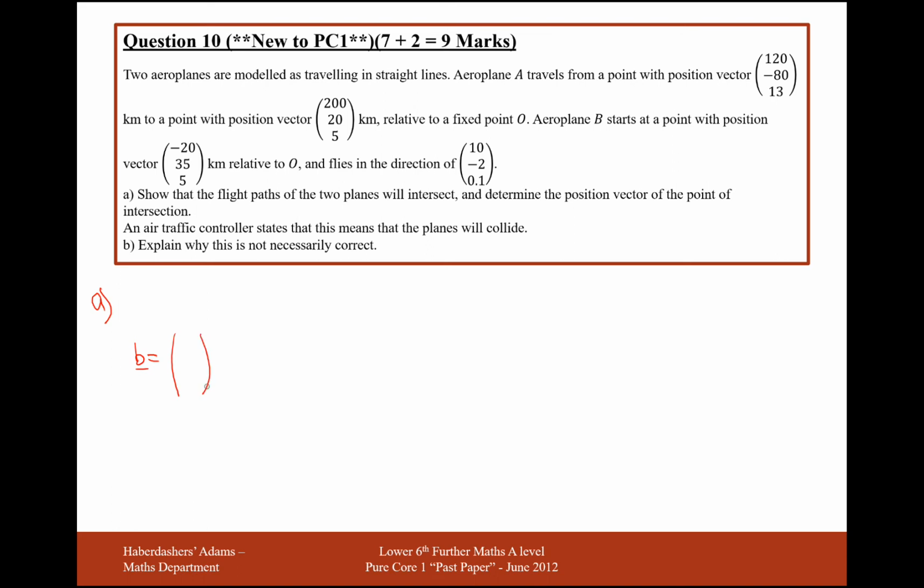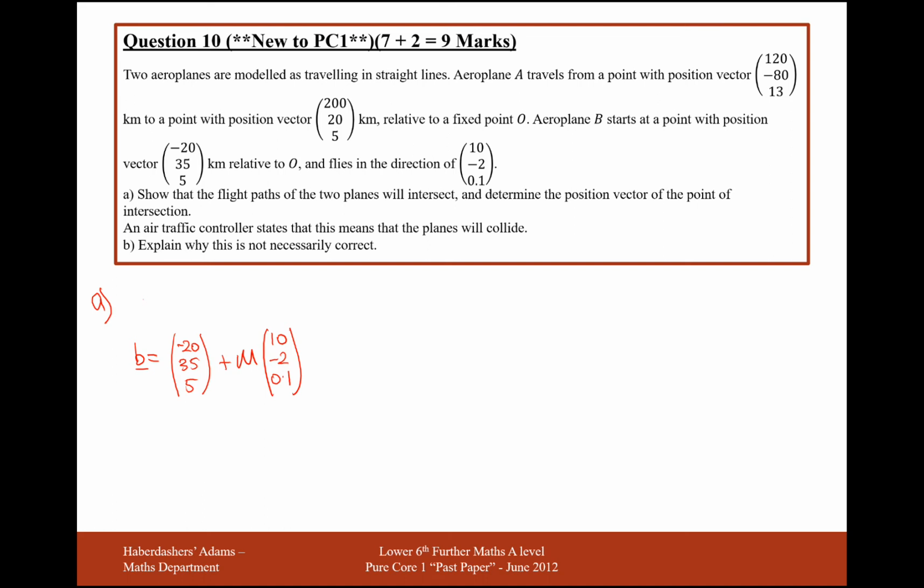the flight path out for plane B using these two vectors. So it's minus 20, 35, 5, and the direction vector is 10, minus 2, 0.1. What's going to happen here is that the coordinate for the flight path for B is going to vary depending on what value my lambda is. So if lambda is 0, it's going to be at this coordinate here. If lambda is 10, then I times this bracket here by 10 and add the coordinates onto the original position coordinate, and the plane can then move around.